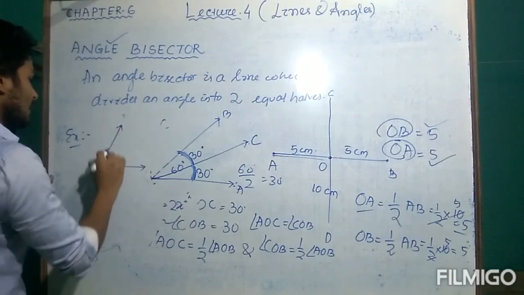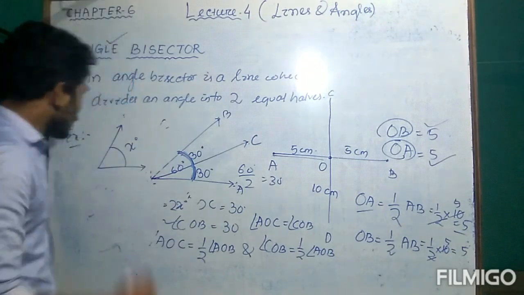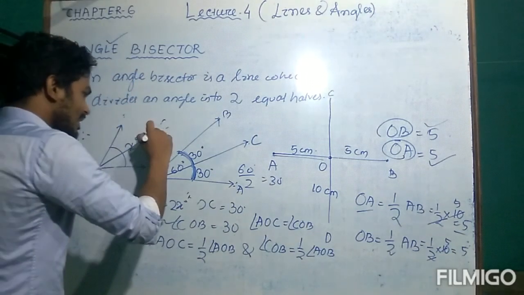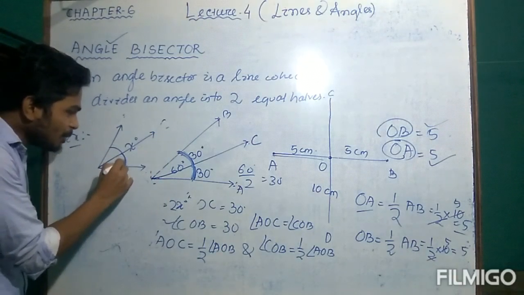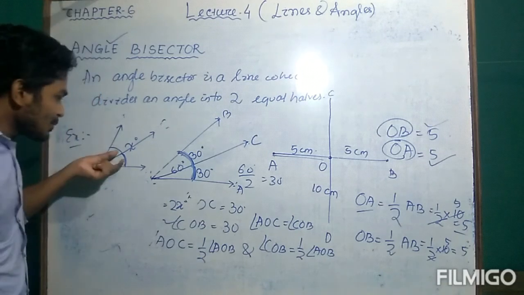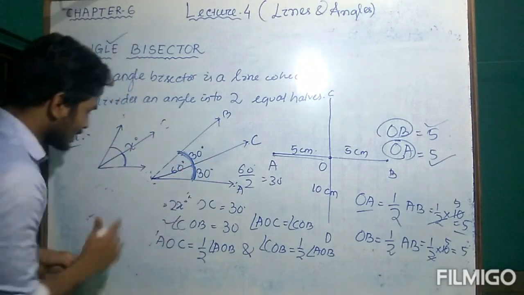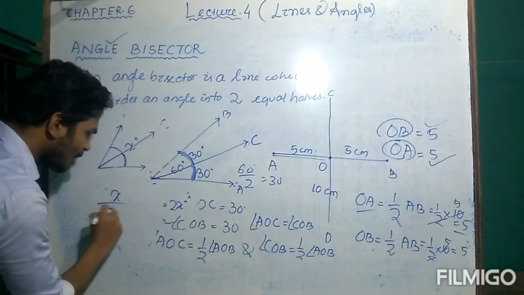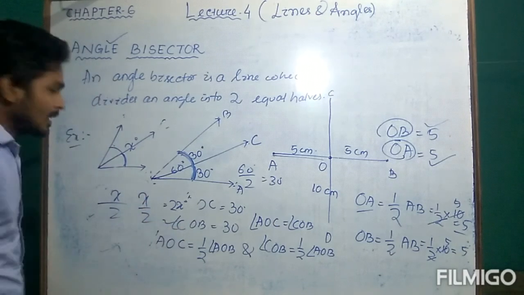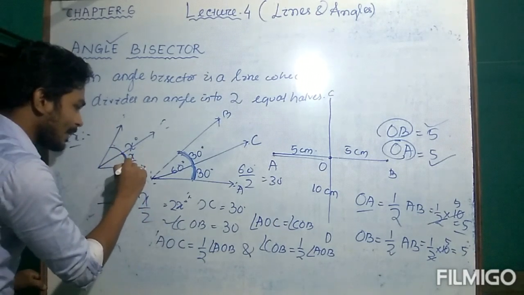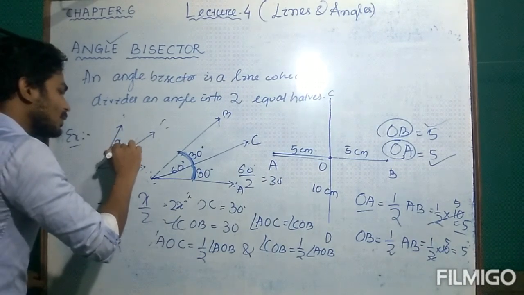Suppose this total angle is x degree. Then draw an angle bisector of it. This is an angle bisector. Now we have to find out the value of this half. As you know, since it is an angle bisector, this x degree is divided into two equal halves. That means each half will be x by 2, and this half also x by 2. So this half value is x by 2 degree, and this half value is x by 2 degree.